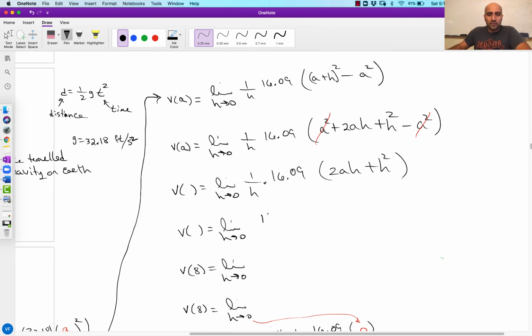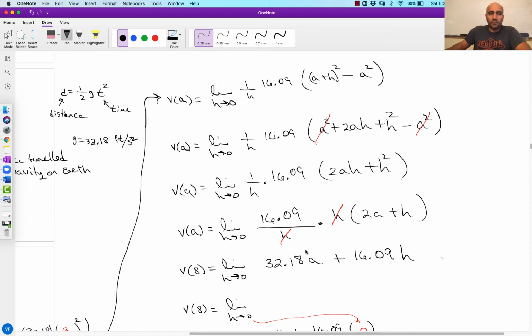So we'll have 16.09 all over h times 2a plus h squared. Then this h reduces with that, and what we have left over is, so when we distribute, we'll end up with 3218a plus 1609h. And now, finally, this is a polynomial. So we know we can just evaluate it at that value and get our result.